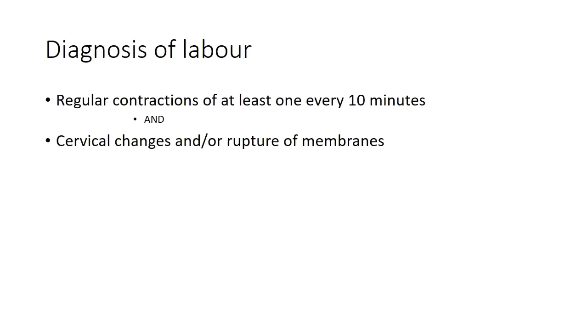So how do we use the partogram in labor? Firstly, make sure the patient is really in labor. The definition is easy, but it's very easy to make a mistake as well. There should be regular painful contractions, at least one every 10 minutes, and these contractions should lead to something, either cervical changes, cervical effacement, or rupture of membranes. Then the patient is in labor.